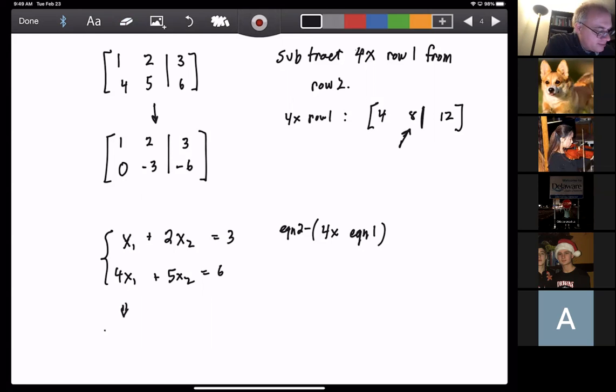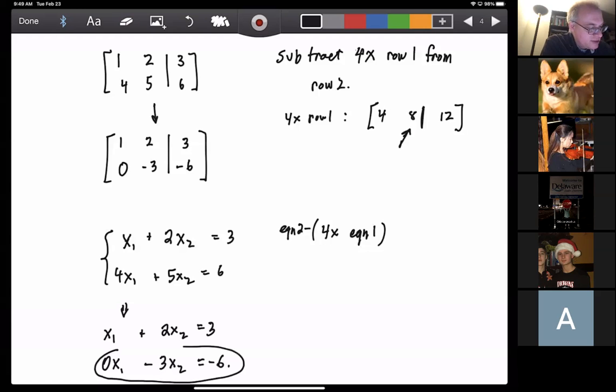with the following system. Equation 1 stays the same. Equation 2 is replaced by 0x1, or I don't even have to write the x1 there. 5x2 minus 8x2 is -3x2. 6 minus 12 is -6. Right, so you see the coefficients here and the coefficients here. So is it clear what we're doing? Yeah, thank you. Okay.